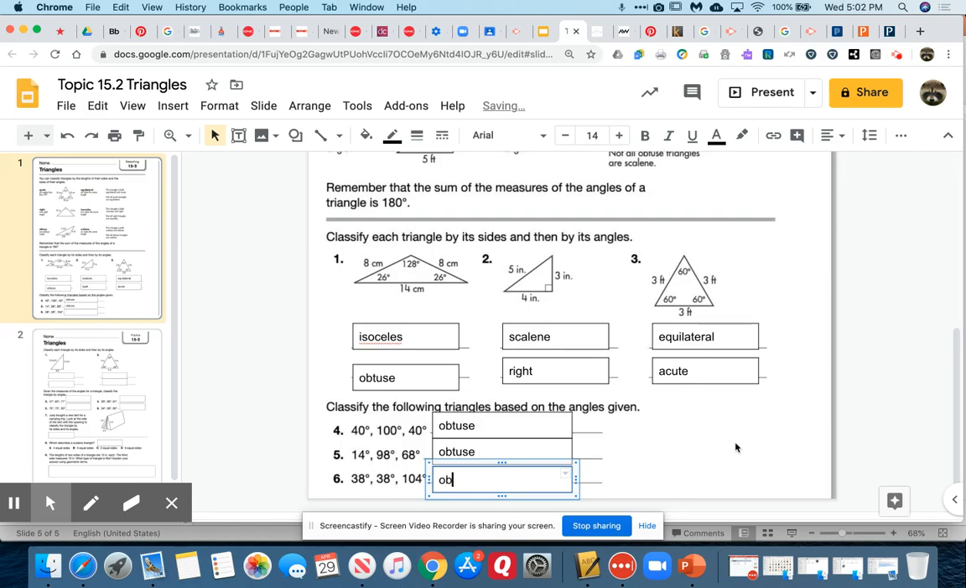Now that's funny that all of those were obtuse, but just to point out that you can use the angles themselves to classify the triangles. Okay, I'm going to stop now and then I'll come back again to do the second page of this assignment.